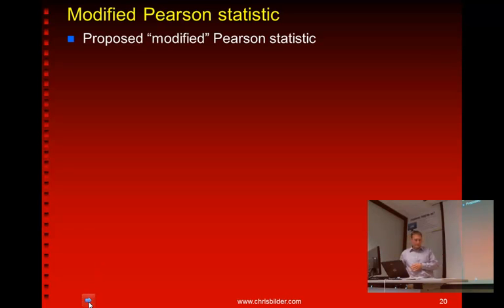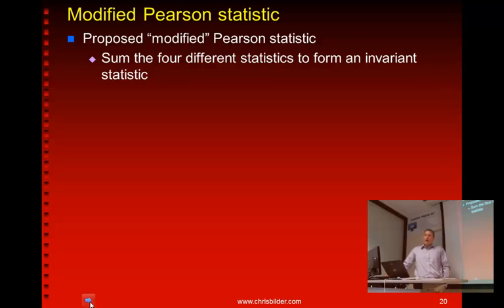So what can we do? Here's our test statistic that we're going to use. I call it a modified Pearson statistic. If I have 4 possible different statistics that I could have, I'll just sum them together. Seems reasonable. That way I don't have to worry about it. Sure, so let's sum them together.